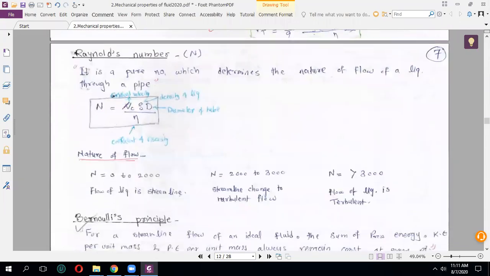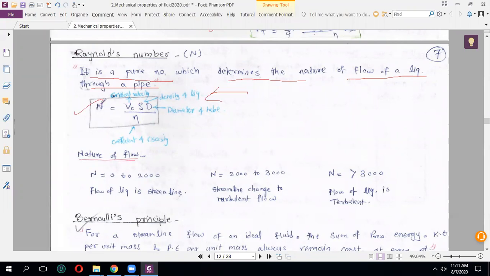The second concept is Reynolds number. So what is Reynolds number? It is a pure number which determines the nature of flow of a liquid through a pipe. So simply, Reynolds number calculates the flow of any liquid. Okay, students, the formula is already given. You need not worry about how we get this formula. The book directly gives you this formula, so directly memorize it.